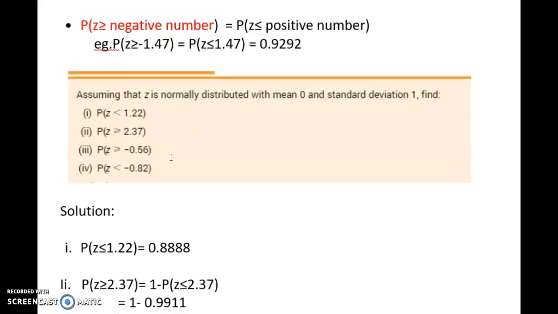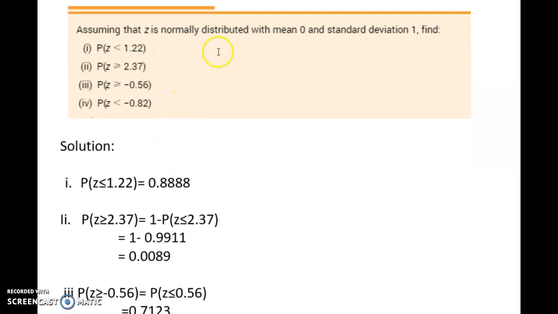Let's look at an example here. Assuming that Z is normally distributed with a mean of 0 and a standard deviation of 1, find P of Z less than 1.22. That's just straight off the tables. You go to 1.22 and you get that. P of Z is greater than 2.37. Okay, so greater than means you have to have 1 minus and turn that sign around. So that becomes 1 minus P of Z less than 2.37. And that's 0.0087.